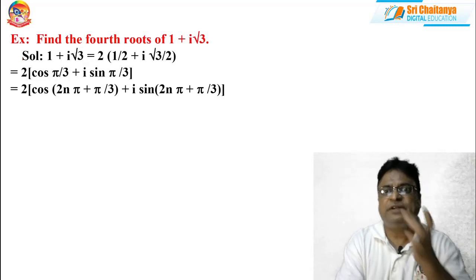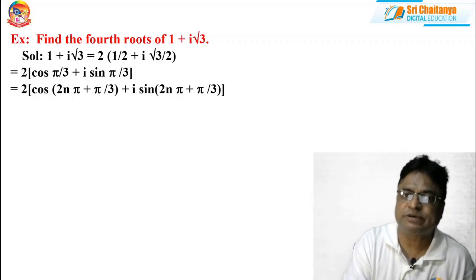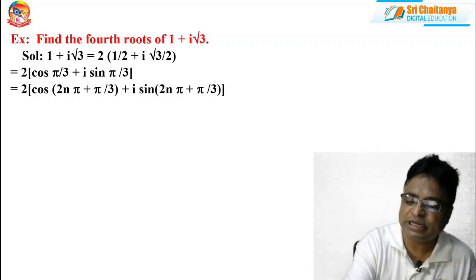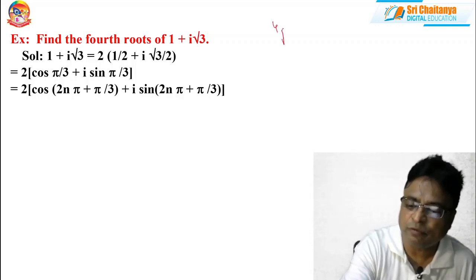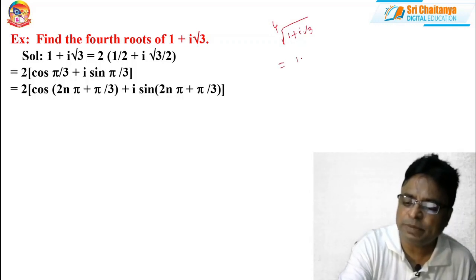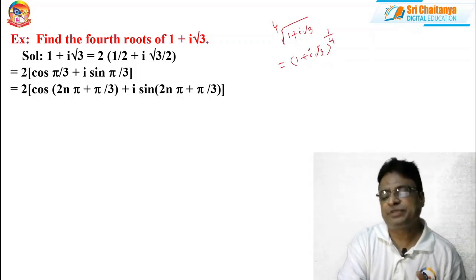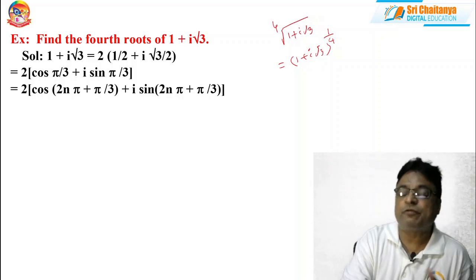Now see, find the fourth roots of 1 plus i root 3. What does it mean? Fourth root of 1 plus i root 3 is nothing but (1 plus i root 3) whole power 1 by 4. This is in the form of p by q. Here in the place of q, 4 is there.